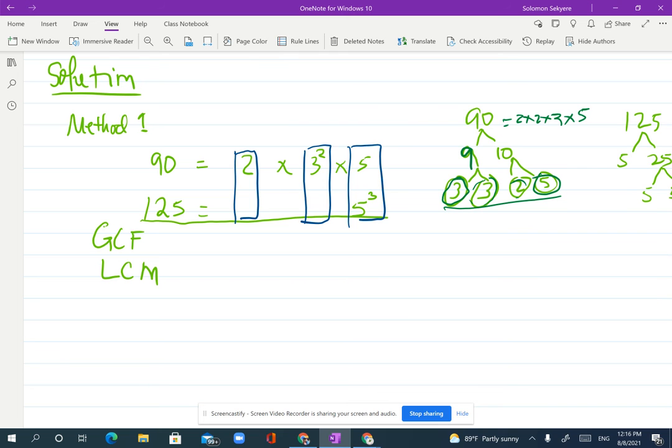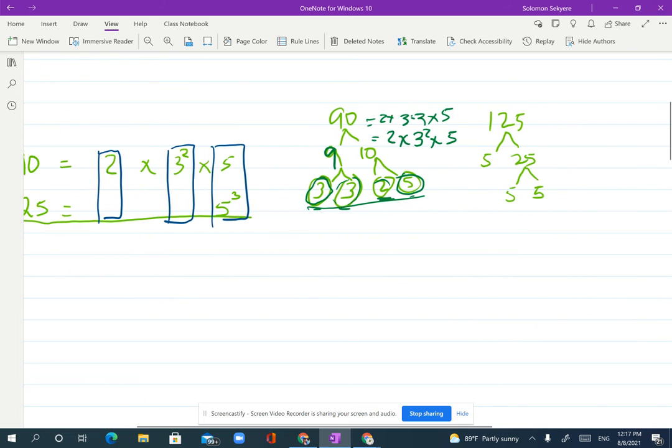Let's see, is that right? No, it's 2 times 3 times 3, times 5. 2 times 2 times 3 times 3 times 5? No: 2 times 3 times 3 times 5. I just wrote the smallest number first. In exponent form, this is 2 times 3 squared times 5. So I write it down over here: 2 times 3 squared times 5.